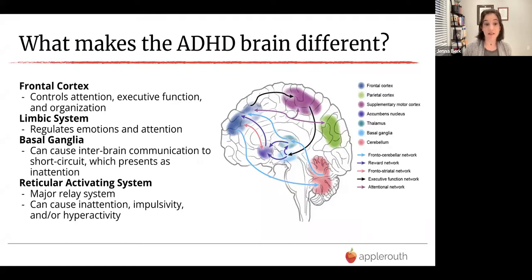But in reality, the brain just isn't making the connections it needs in order for the student to be able to make those connections in person. And then lastly, we've got the reticular activating system, which is a major relay system. So as well, this is an area where if the connections aren't there, it causes inattention, impulsivity, and hyperactivity. So there's a lot that's going on that is an actual physical situation that is occurring in the brain.